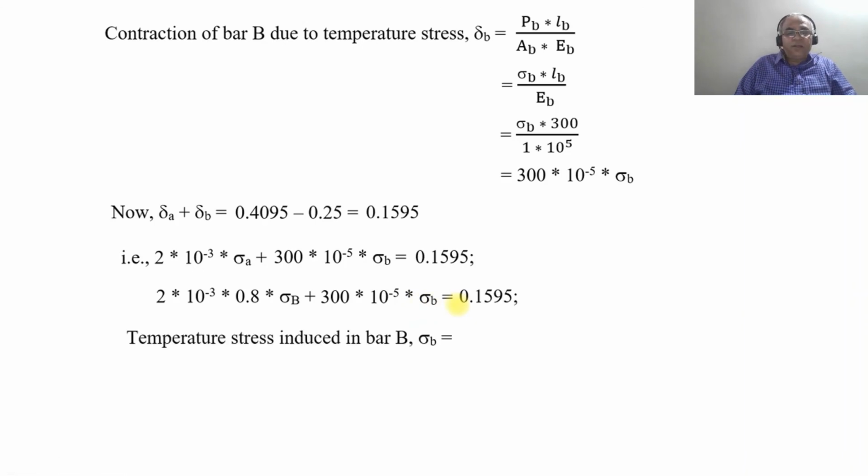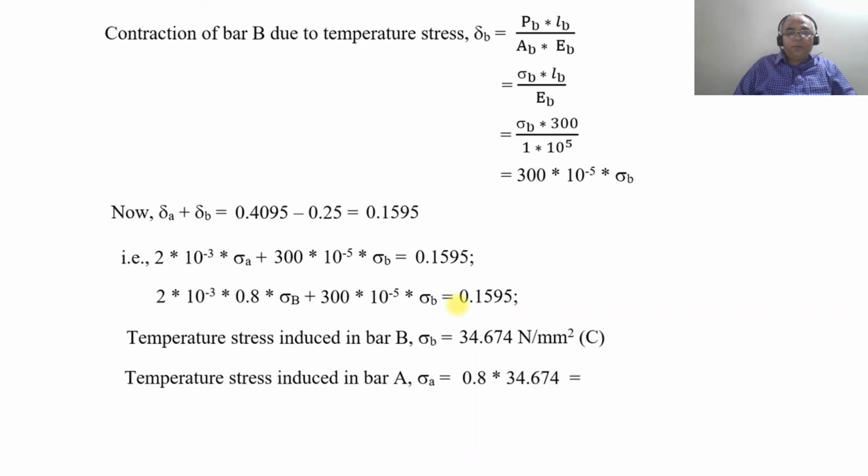On simplification, you get the temperature stress induced in bar B, sigma B, equal to 34.674 Newton per mm square, which is compressive in nature. Similarly, the temperature stress induced in bar A, sigma A, is equal to 0.8 into sigma B, which is 0.8 into 34.674, which is 27.739 Newton per mm square. So this is how you are able to find the stresses in both bar A and bar B.